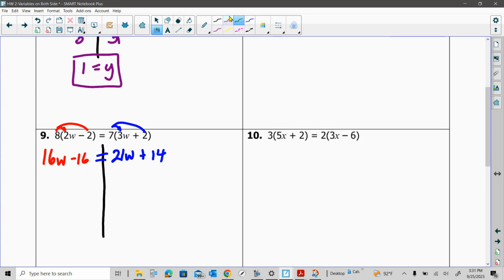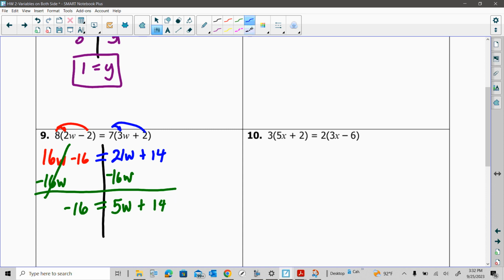Then there are no like terms to combine on either side. So now I still want to eliminate the smallest variable. Minus 16w, minus 16w, since 16 is smaller than 21. So I cancel out that. Don't forget your sign here. So minus 16 equals 5w plus 14.